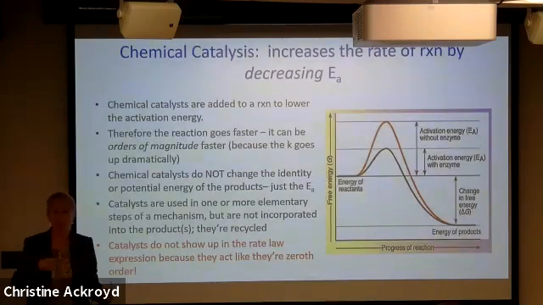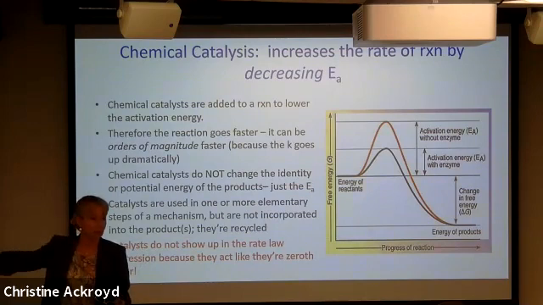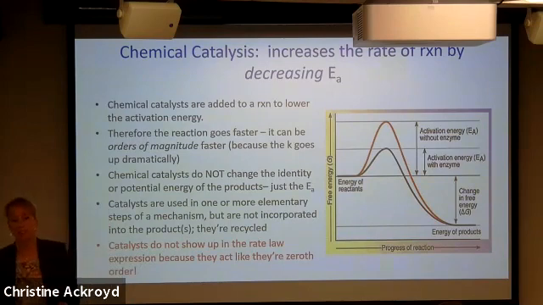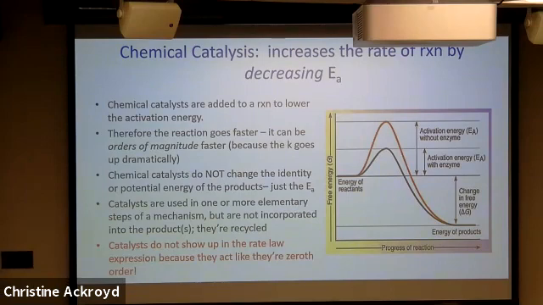Catalysts are recycled, so they're used in one step and produced in another step. So every time one net reaction happens, you've used the catalyst, but you also produce it. Over the course of a reaction, does the concentration of the catalyst change? No. And if the concentration of the catalyst doesn't change as the reaction progresses, does the concentration of catalyst that we start with slow down the rate over the course of the reaction? It doesn't. So catalysts don't show up in the rate law. They act like they're zero.